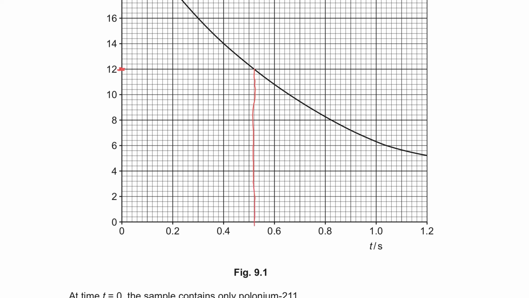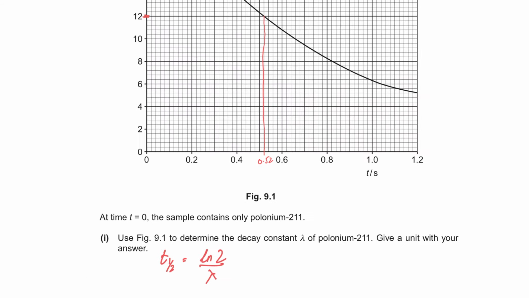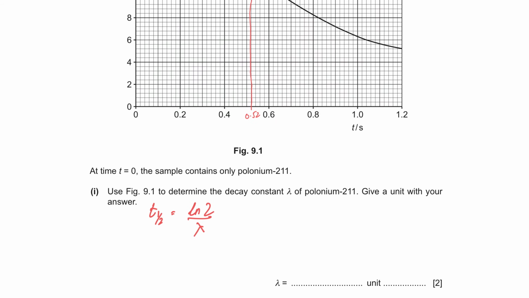And this is equal to 0.52 seconds. So if we rearrange and make lambda the subject of our equation, lambda is equal to ln2 over T half, which is equal to ln2 over 0.52 seconds. The answer that we get is 1.33, and the unit is per second. So lambda is equal to 1.3 per second.